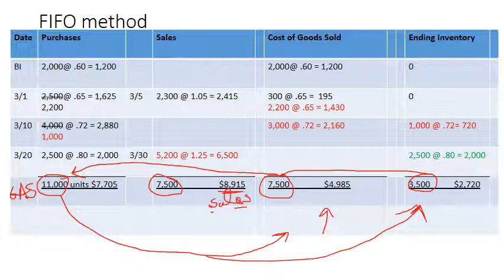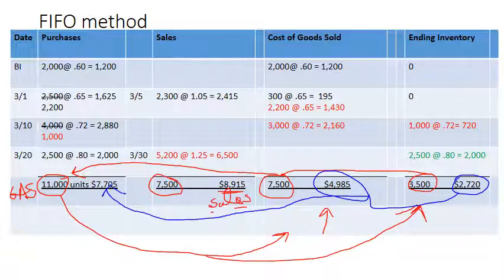And likewise, this 2,720 plus this 4,985 should be equal to the $7,705, because this total amount we paid to acquire our inventory can be split, or is split, between our cost of goods sold here and our ending inventory. So those two have to add up together to equal the total amount we paid for the inventory.